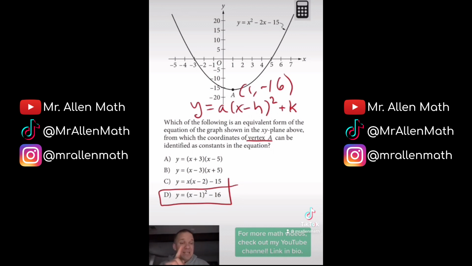A lot of people might have picked answer A because that's the factored form of this equation that they give us. They're trying to trick you. You got to be careful. Read carefully. Know the words. Constants are numbers without variables attached.